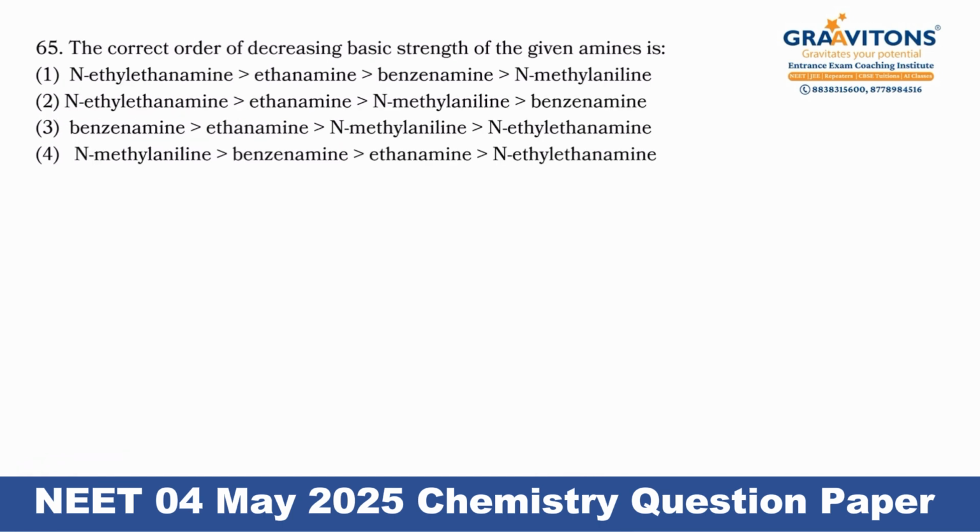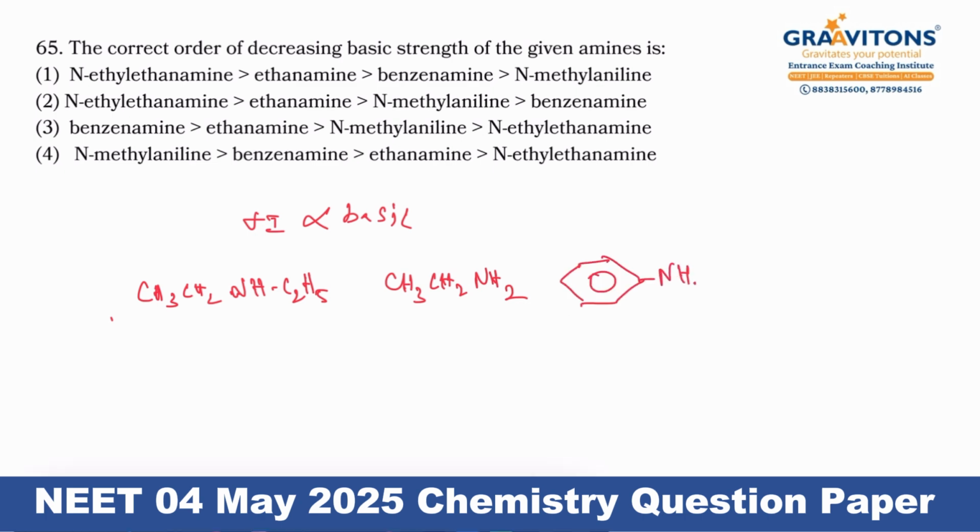65th question, the correct order of decreasing basic strength. Whenever a plus I group is present, it is directly proportional to the basic strength of that particular compound. So let us write N-ethyl ethanamine: first you write ethanamine, then take one hydrogen and replace it with ethyl. Next is ethanamine, which is CH3CH2NH2. Then you have benzenamine, but before that we have N-methyl aniline. Here instead of one hydrogen I am going to put methyl, and the fourth compound is benzenamine, which is nothing but your aniline.